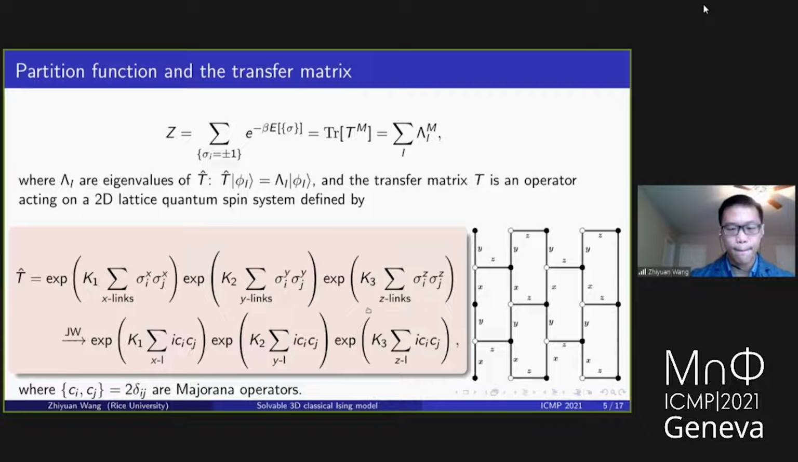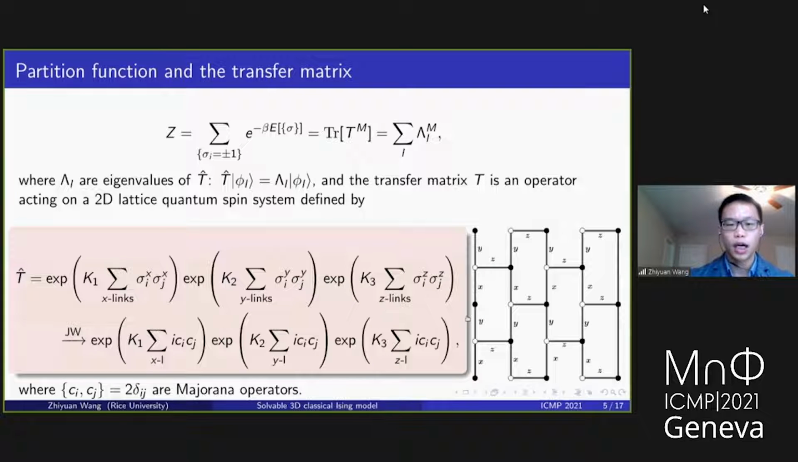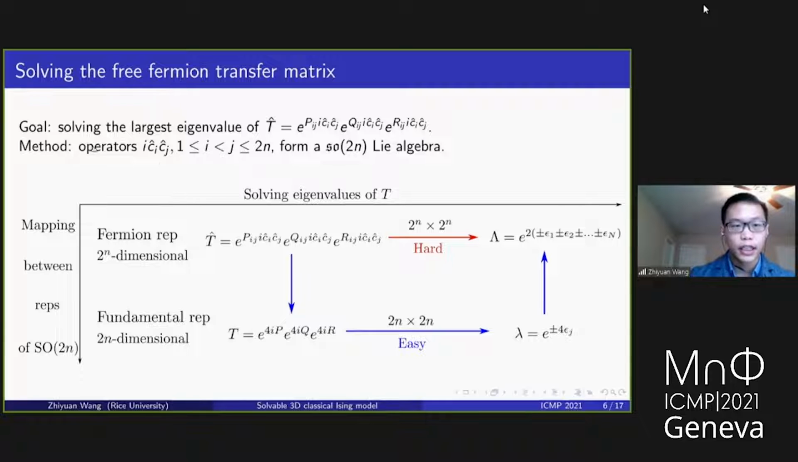And this is slightly more difficult than Kitaev's honeycomb model because of the exponentials. The key observation here is that the Majorana fermion bilinears form an SO(2N) Lie algebra, so that we can use the representation theory of this Lie algebra to calculate its eigenvalues. And here is a sketch of the solution.